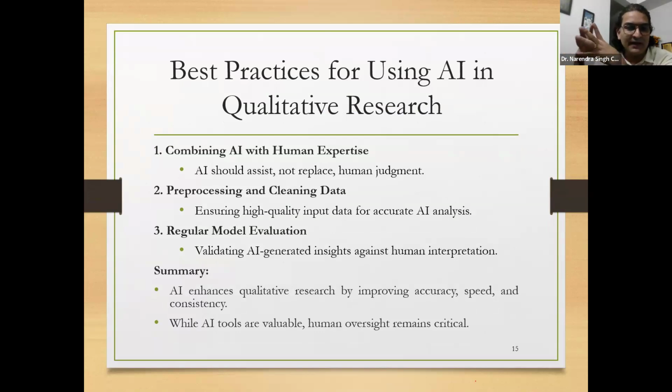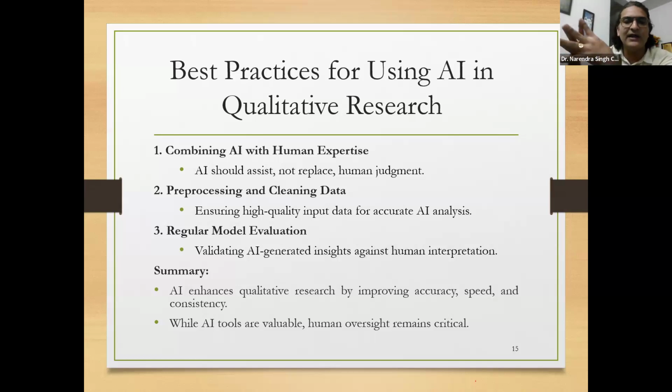Regular model evaluation has to be done. That is validating AI generated insight, because it can give anything, nuanced at times. Whatever kind of prompt you're giving, you might not be getting the right kind of output. So in summary, in totality, we can say AI can definitely help you to enhance qualitative research.